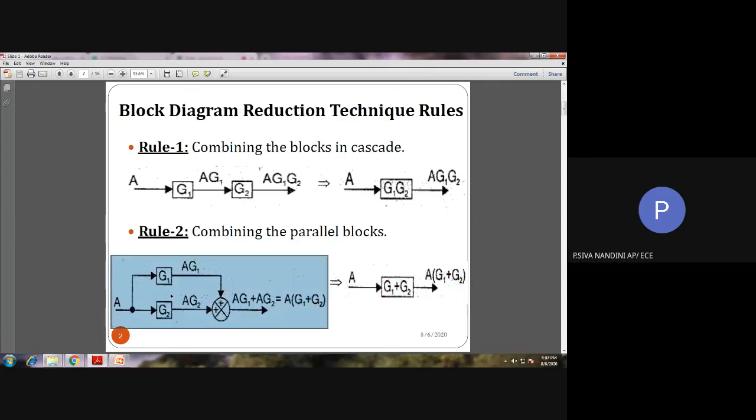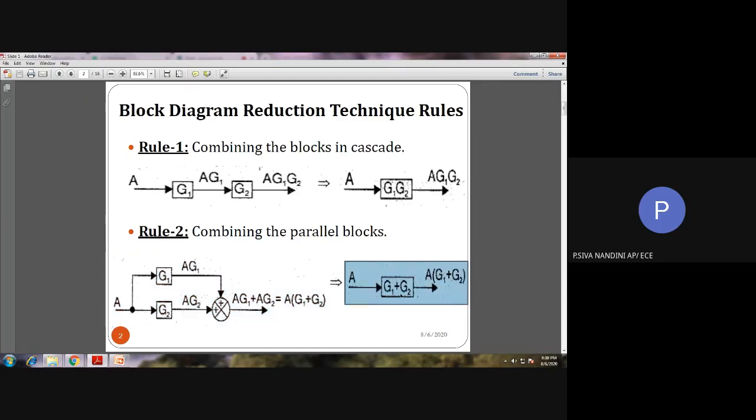Thus if you are having two blocks in parallel with the summing point, then we can convert them into the summation of the two blocks in a single block. Like this we can combine parallel blocks. If blocks are in series, they will be multiplied like this. If blocks are in parallel with the summing point, they will be added with the corresponding sign.